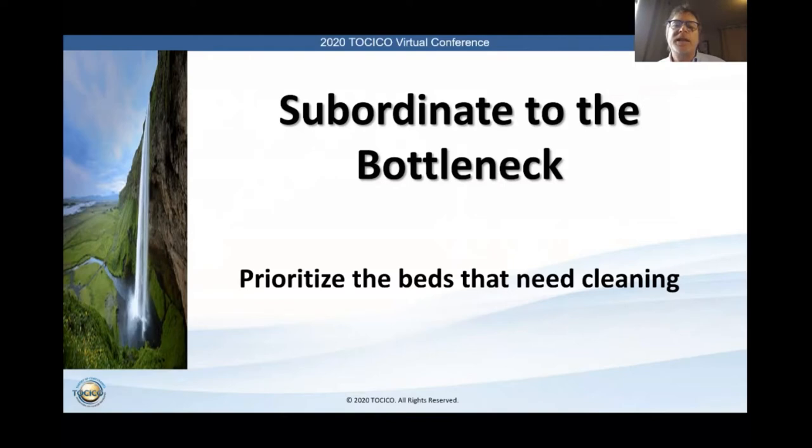If multiple beds need cleaning at the same time, there needs to be a clear and consistent prioritization for which room gets cleaned next, and that message must be communicated to housekeeping. At our hospital, there is a lot of lost time on the bottleneck because housekeepers are told to stop in the middle of cleaning one room and go to a different room.